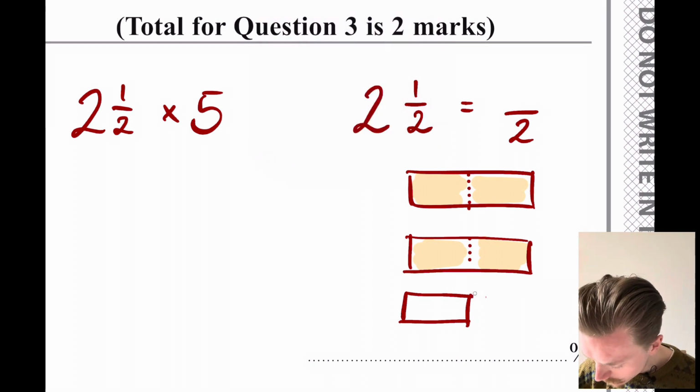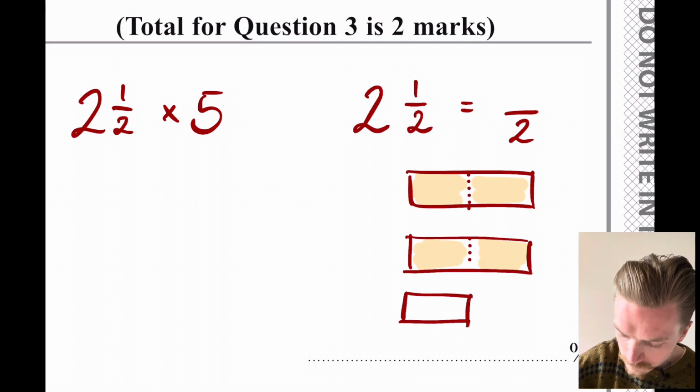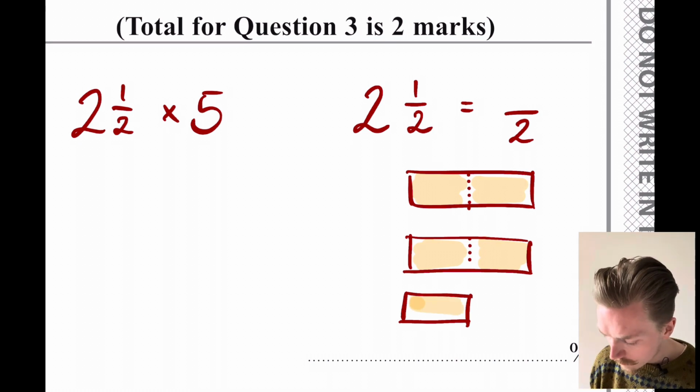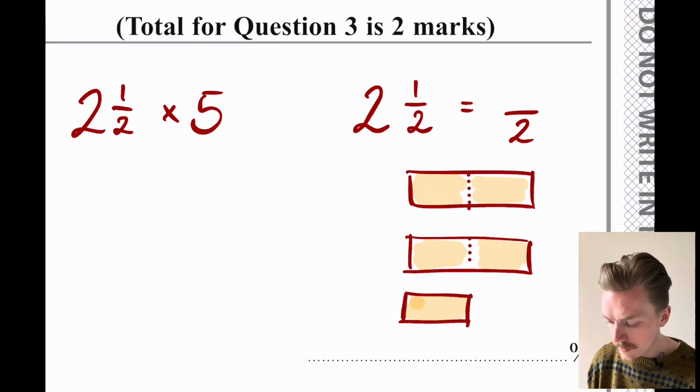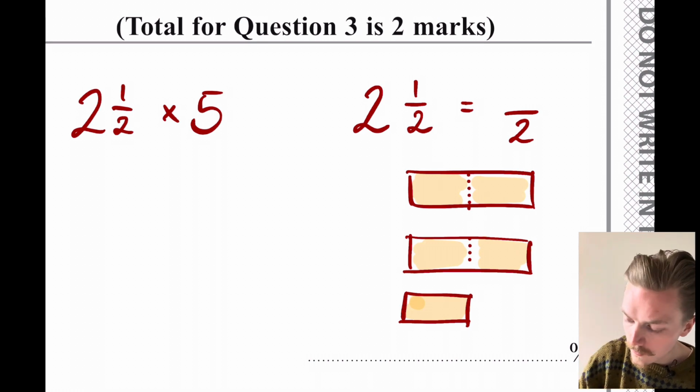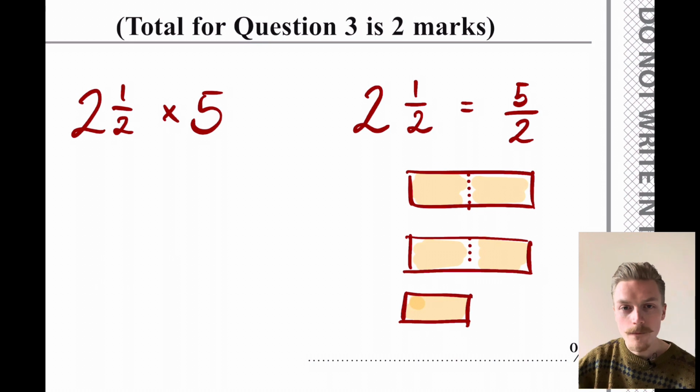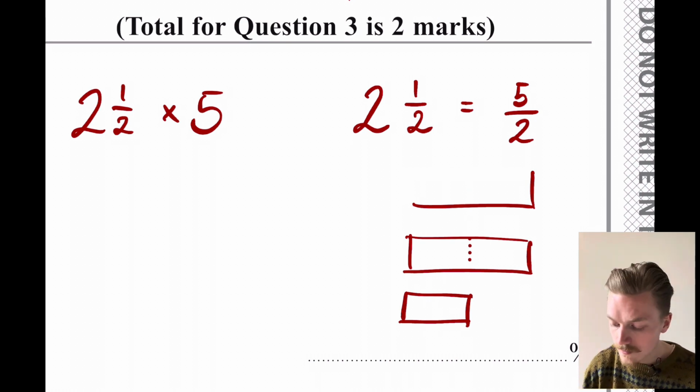I'll just get rid of that little extra bit I've done there. And I've got that one as well. So altogether I've got 1, 2, 3, 4, 5 halves. So there's 5 halves in total in 2.5. Now there is a shortcut method for this. However, I think using these bar models helps you really understand why it's the case.